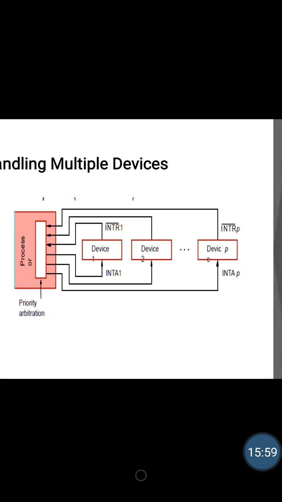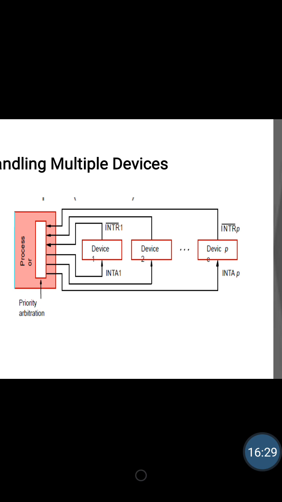If multiple devices request, assume device 2 and device 4 are the two devices which are interrupting now. They send the interrupt request on separate lines. The processor will get to know, yes, it is having two requests. At that time, which one has to be served? That depends on the priority arbitration circuit. One circuit, the priority arbitration circuit, is there within the processor. It will be giving priority to the devices.